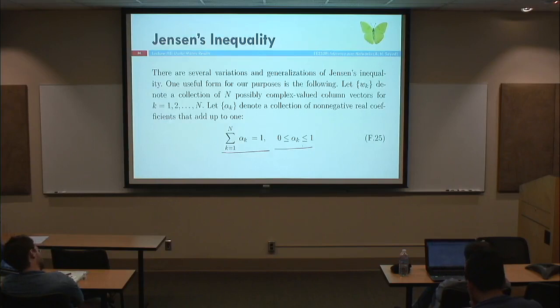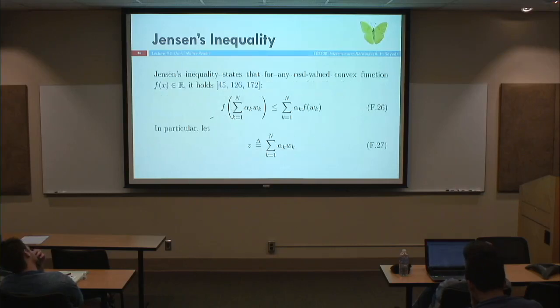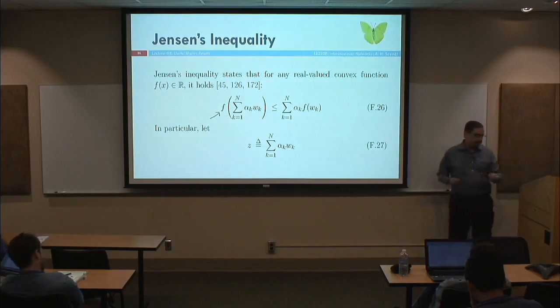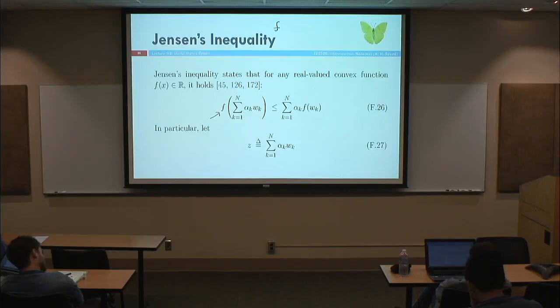And I have a collection of column vectors, w_k, and f is a convex function. Remember how we defined convex functions? We said if you evaluate f at any convex combination of two points, this has to be upper bounded by the corresponding combination of the values at the points. Remember that?